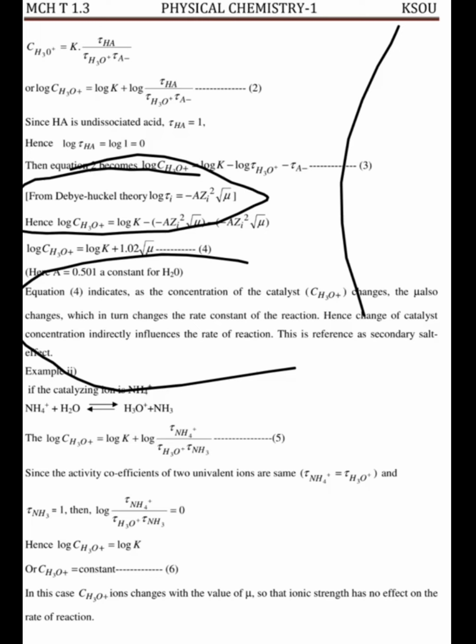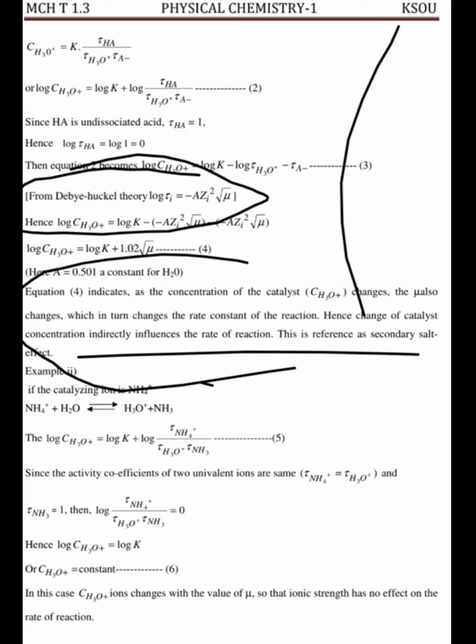So how do ions act in the solution? It can be known by Debye-Hückel theory. So whatever the change in the catalyst concentration, it indirectly influences the rate of reaction. So whatever changes take place in the catalyst concentration indirectly influence the rate of reaction.